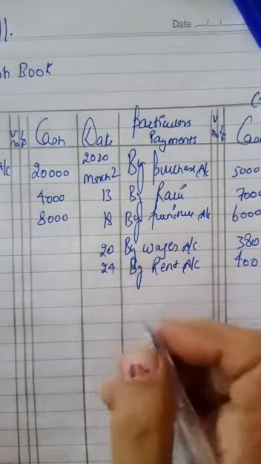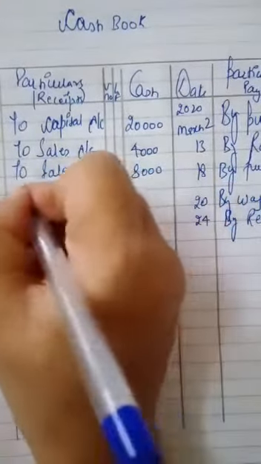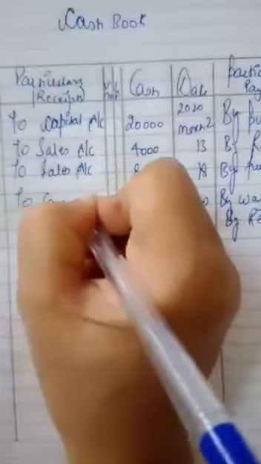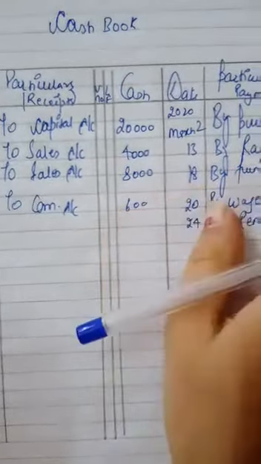Now on 26 we have received commission. We will write here date 26 to commission account. We have received, so we will record on receipt side 600.